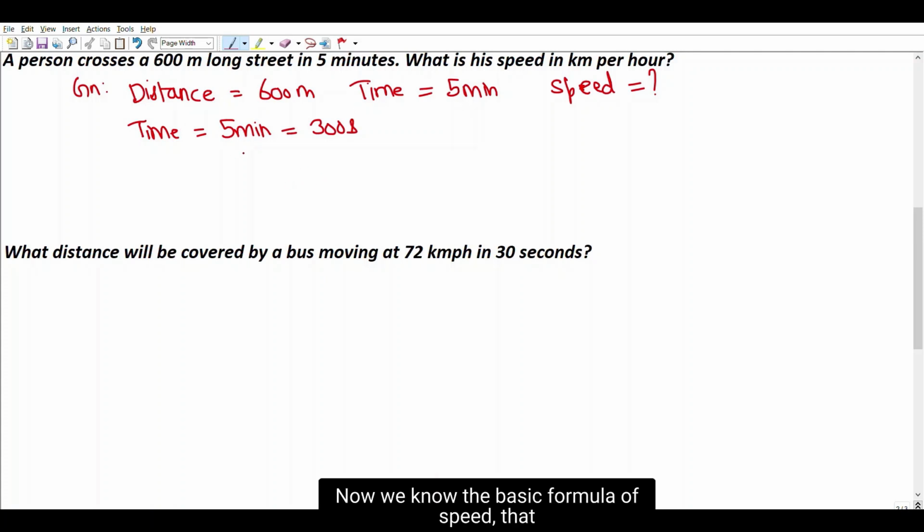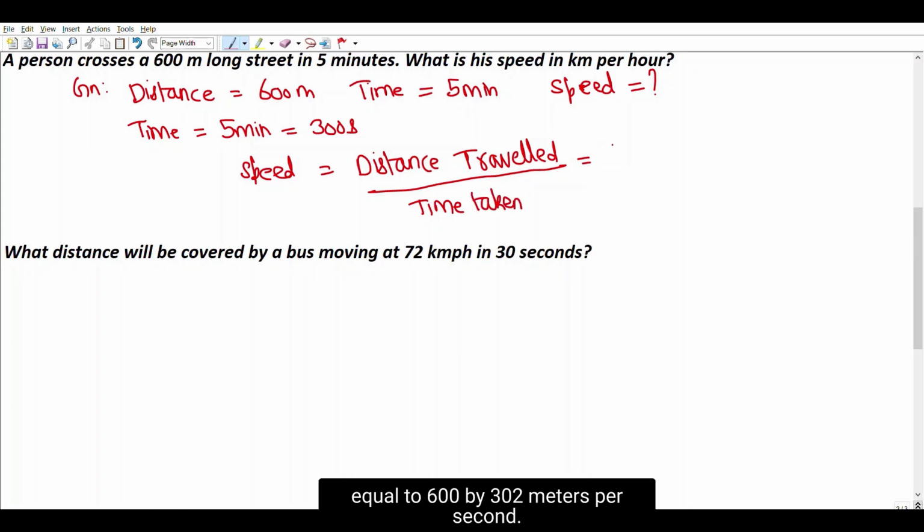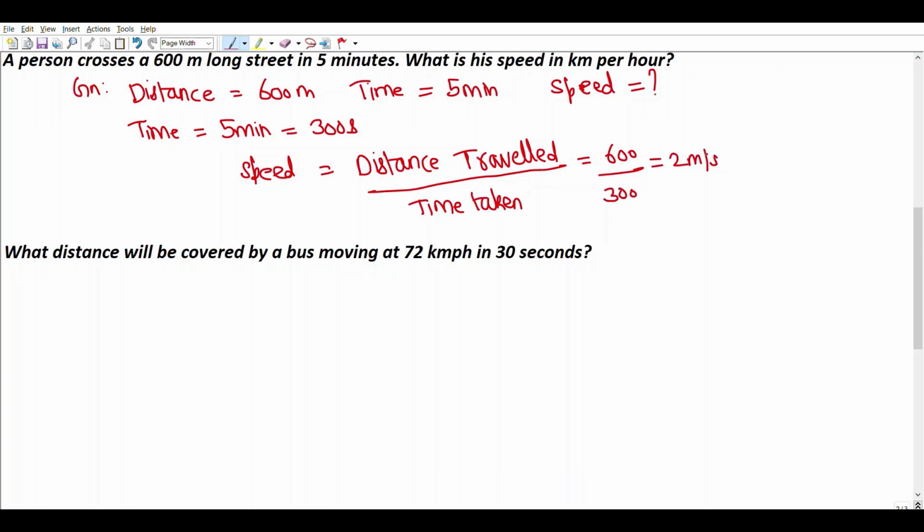Now, we know the basic formula of speed, that is distance traveled divided by time taken, which is equal to 600 by 300, that is 2 meter per second.